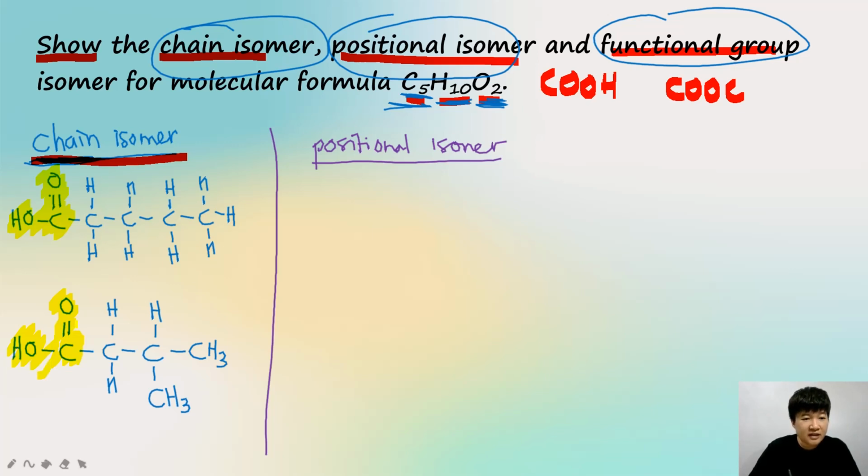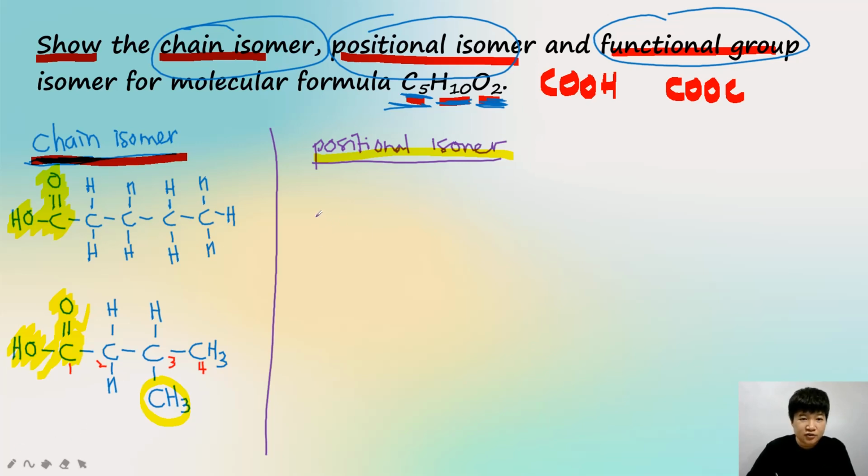Single bond OH, double bond O. So the COOH must be located on the side. Okay, it must be located on the side. So whose position can be changing in a positional isomer? Look at this, the CH3. I have this as the first carbon, second carbon, third carbon, and fourth carbon. And in this case, the CH3 is on the third carbon. I can move the CH3 to the second carbon. And you can see we have a positional isomer.